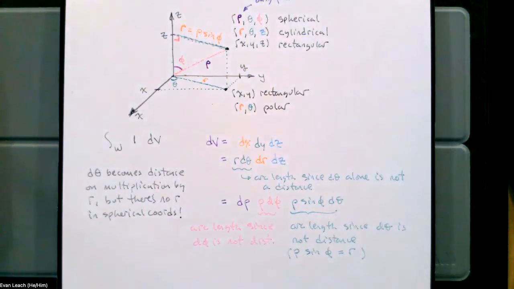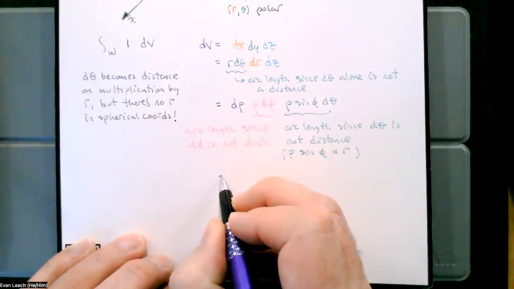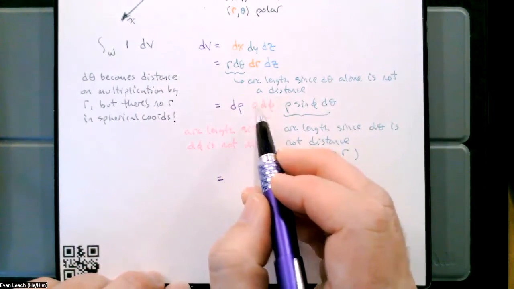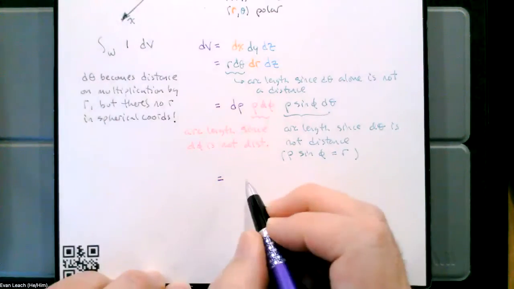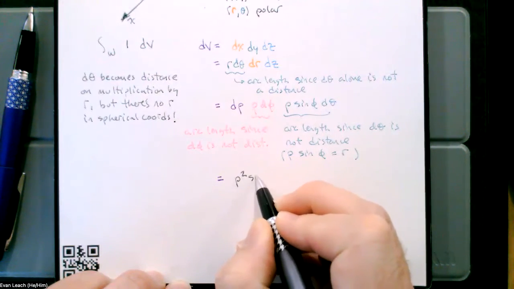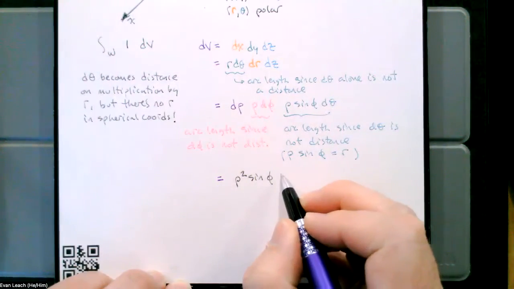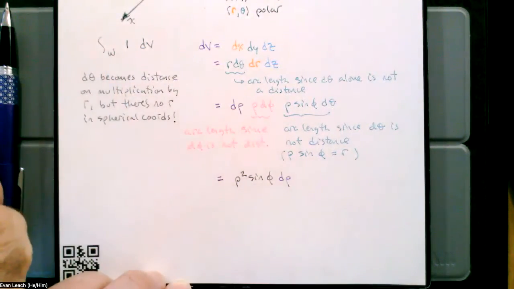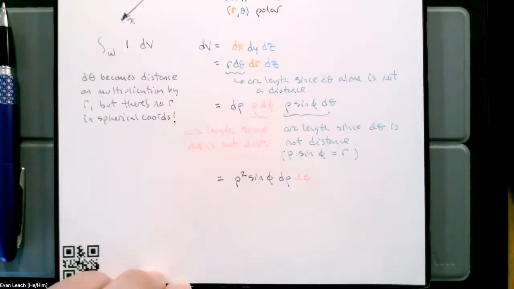So cleaning this up, we've got this extra factor of rho squared times the sine of phi, then d rho, d phi, and d theta.